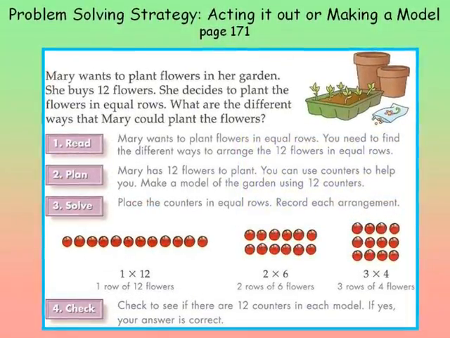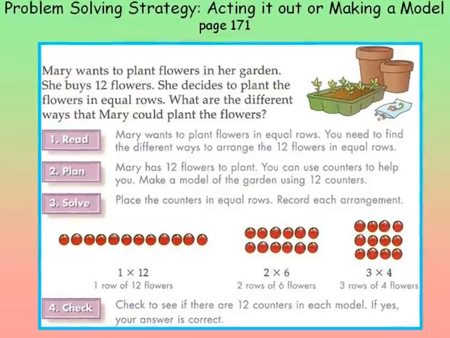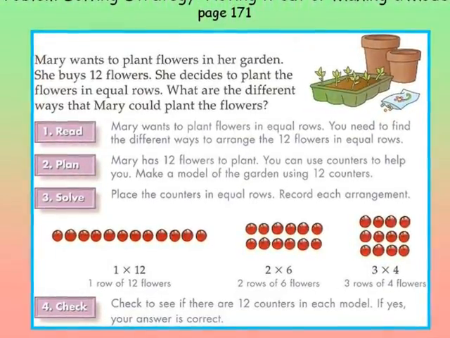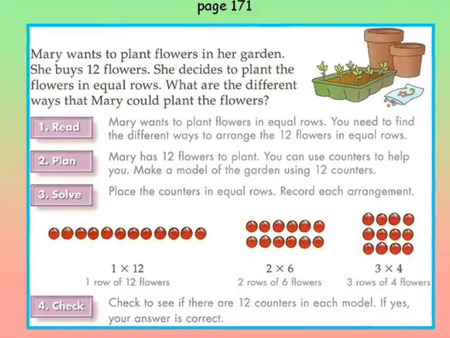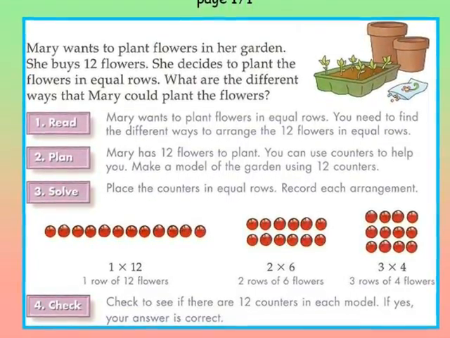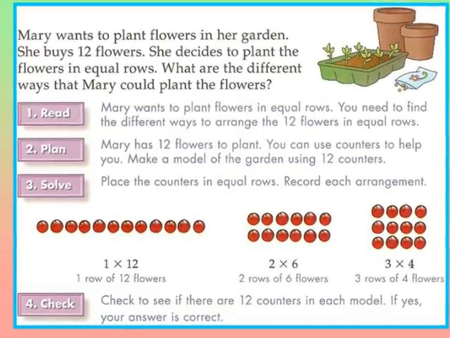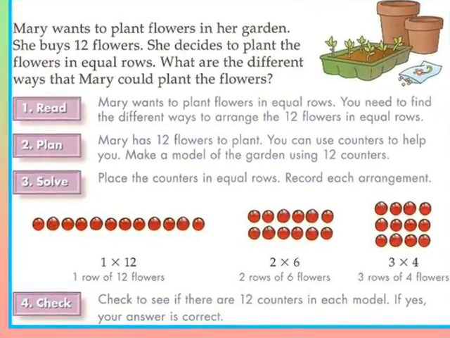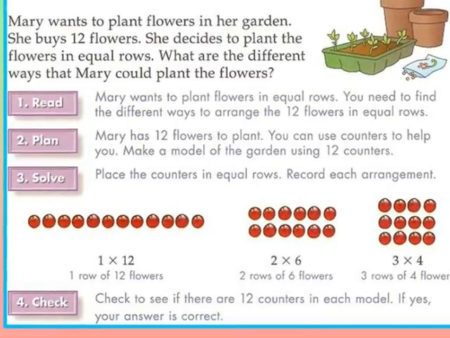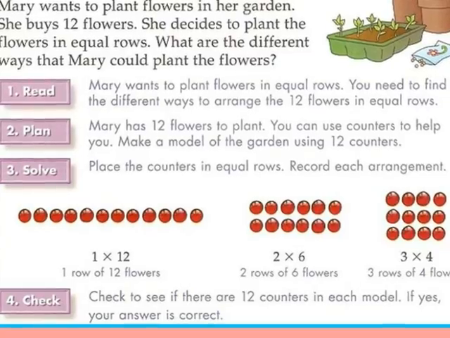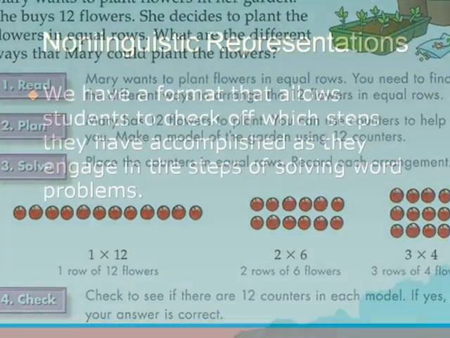Here's another sample of a problem-solving strategy, acting it out, or making a model. Note that we're using the same exact format with read, plan, and then they solve, and then they check. I also want to note on this page that this is nice because having them create representations for things, acting out or making a model for their learning, is something I encourage them to do because it's so important to them.